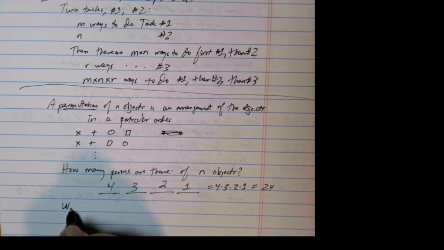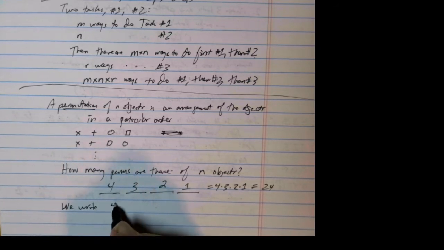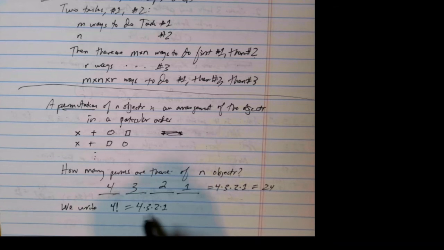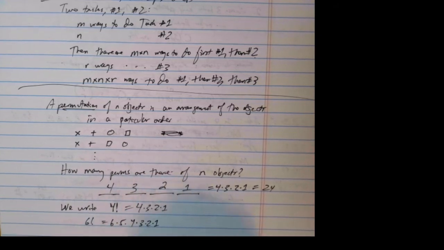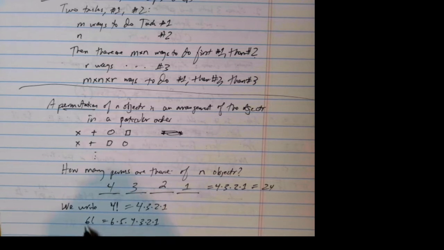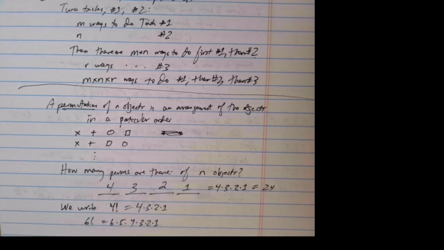We write this 4 with an exclamation point for that number, 4 times 3 times 2 times 1. This is called 4 factorial. And you can use that exclamation point factorial symbol with anything, like, 6 factorial would be 6 times 5 times 4 times 3 times 2 times 1. In general, n factorial is all the integers from 1 to n, all multiplied together.